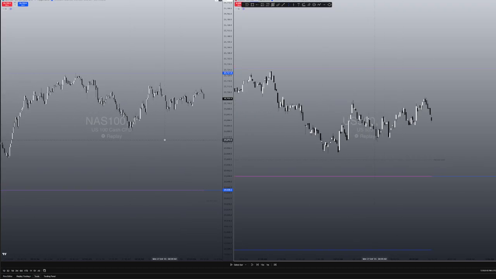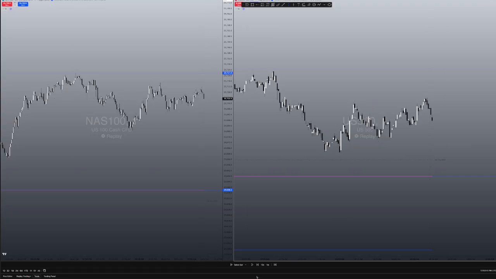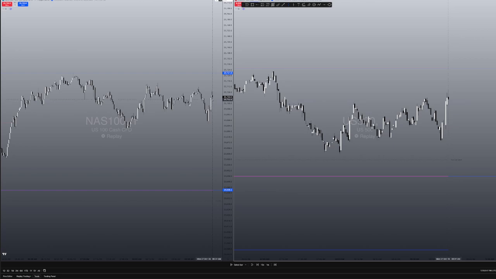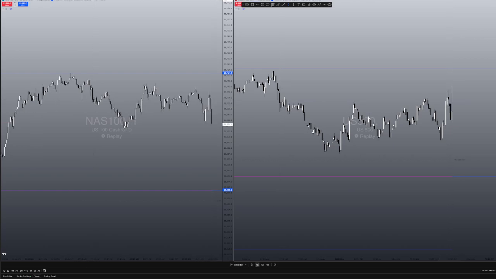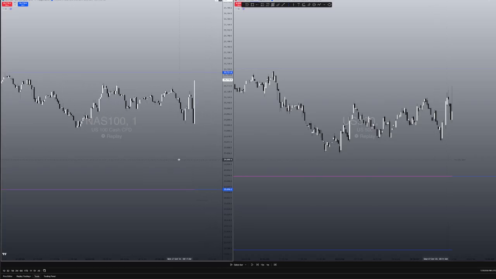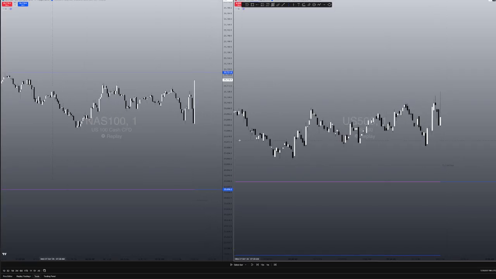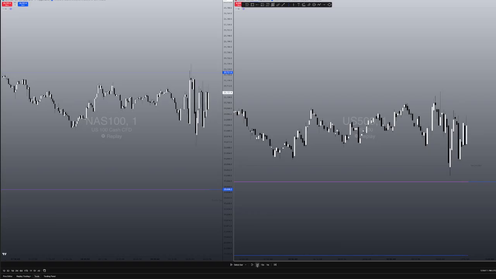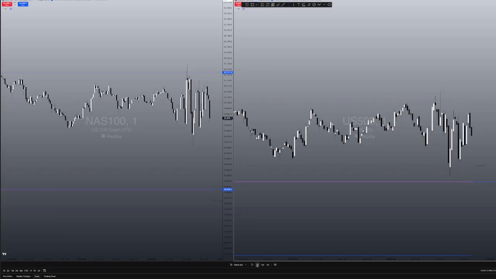So what time do we have? It's 9:14. Let's go to 9:30. 9:26, 9:27, 9:28, 29, 30. As you can see, we have both markets doing something totally different. We see NAS 100 pushing up. We see US 500 pushing down. So let's see what happens. Now we have both coming down. Now they seem to be correlating with each other.